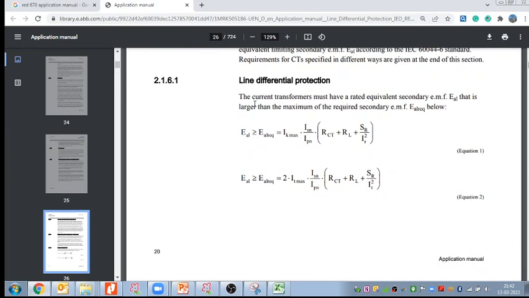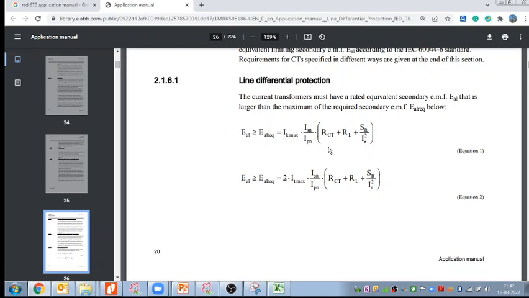So line differential protection: the current transformer must have a rated equivalent. Now you see the CT sizing is provided by the relay. The current transformer must have a rated equivalent secondary EMF Eal that is larger than the maximum of the required secondary EMF Eal required. This is the CT knee point voltage, which should be greater than or equal to Eal required. And there are many formulas, so based on all the formulas we have to take the largest value and select it for the Eal.